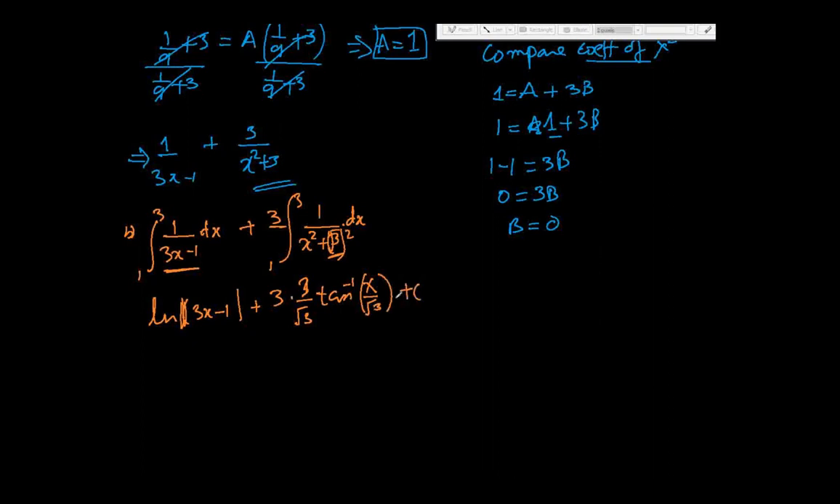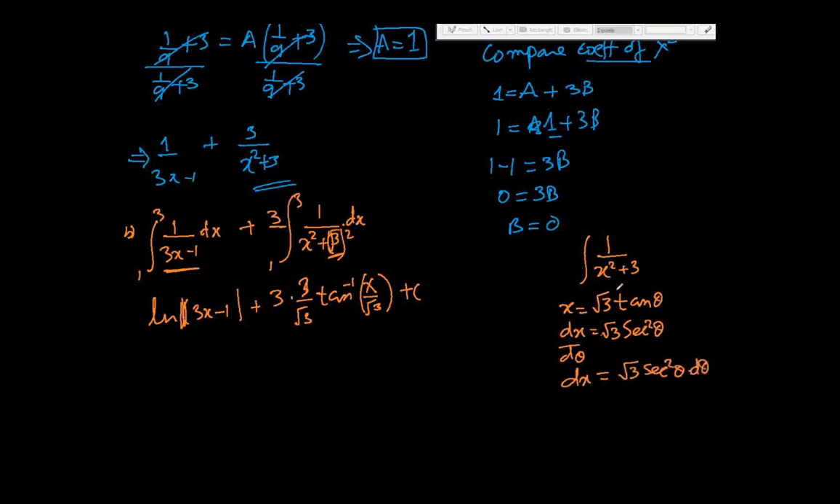This is what we have learned in our classes. If you don't understand how I got this, let me do it here hurriedly. Our integration was 1 over x square plus 3, right? So let's assume x equal to square root 3 tan theta. So dx over d theta will be square root 3 secant square theta, correct? So dx equal to square root 3 secant square theta d theta.